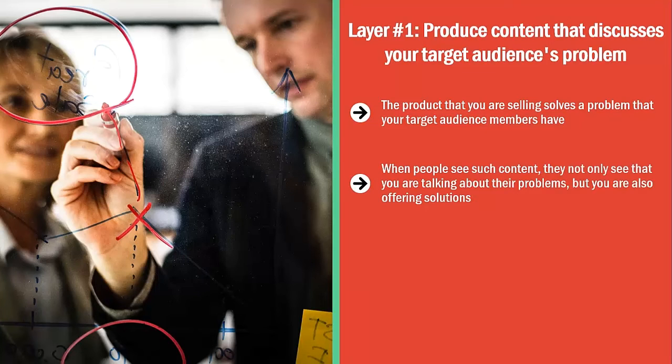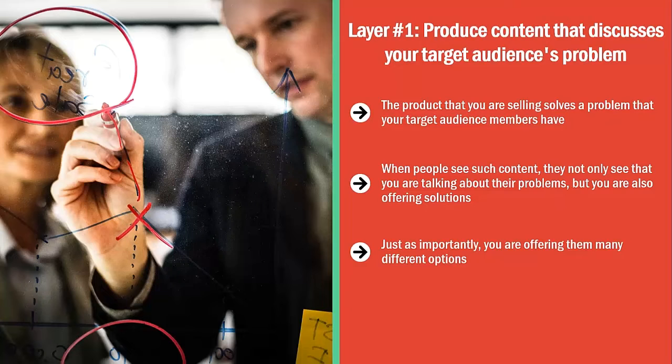Layer number 1. Produce content that discusses your target audience's problem. The product that you are selling solves a problem that your target audience members have. Create content that discusses their problem. When people see such content, they not only see that you are talking about their problems, but you are also offering solutions. When they see this, you establish authority and credibility. You are talking their language. You are speaking to issues that are important to them. Just as importantly, you are offering them many different options. And by doing so, you establish your expertise.